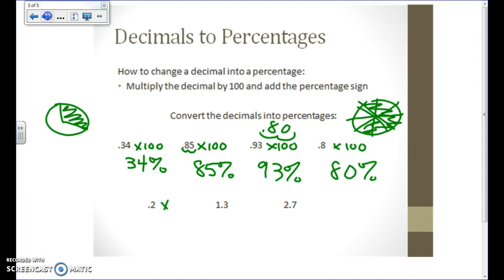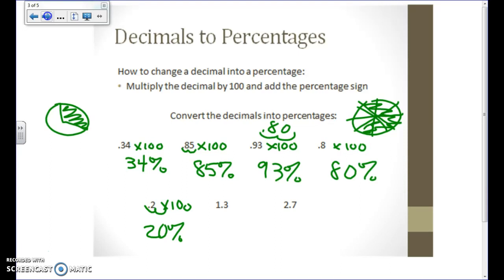So again, I'm going to multiply 0.2 by 100, and I have 20%. 2/10 or 20% are the same representation of a whole. And that can be confusing because the first 3 that we did had 2 numbers, and the next 2 that we did only had 1 number, but the percents have to do with the amount of a whole.